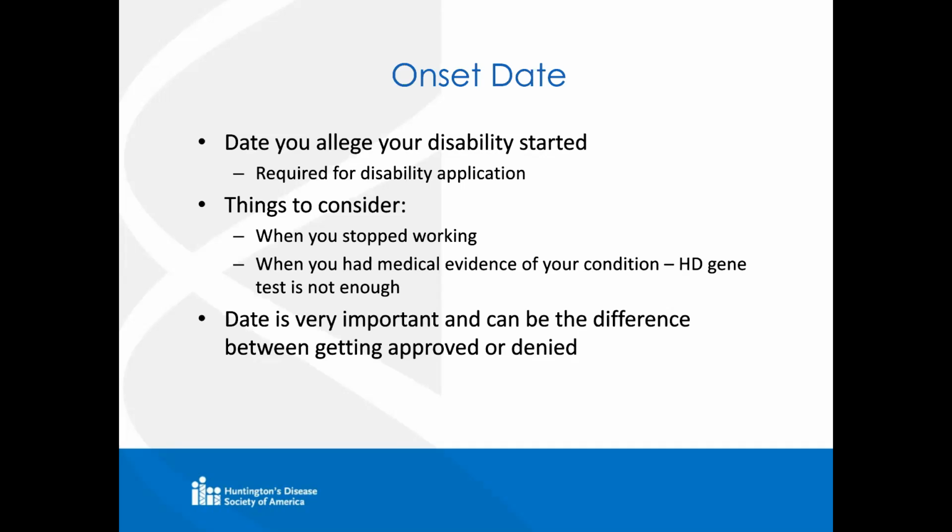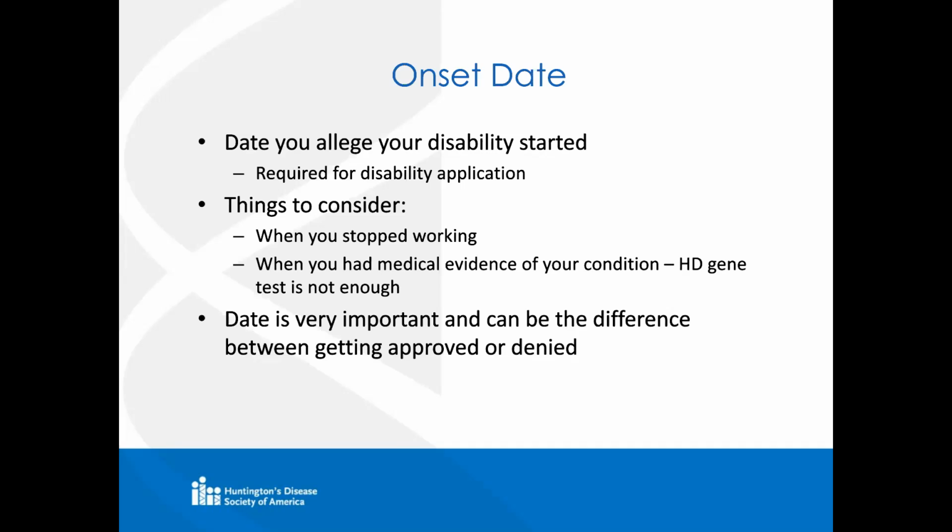So the date that your disability starts needs to be the intersection of when you stopped working and when you have medical care. I have created a worksheet to help you figure out that date. It's on HDSA's website on the resource guide page. This date is very important and can be the difference between getting approved or denied. When I worked with families in the past, there were families who put the onset date too soon, and their application kept getting denied and denied.